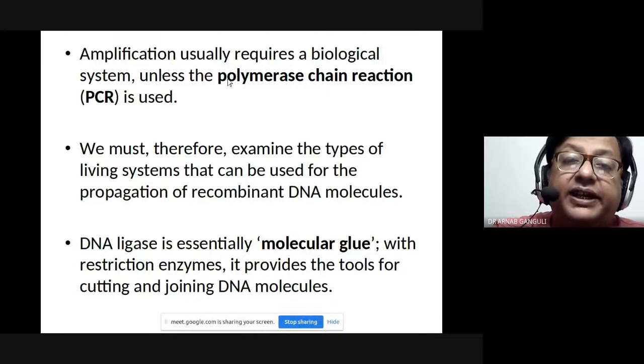Then another important enzyme is the polymerase, used for amplification. What we do is the polymerase chain reaction (PCR).